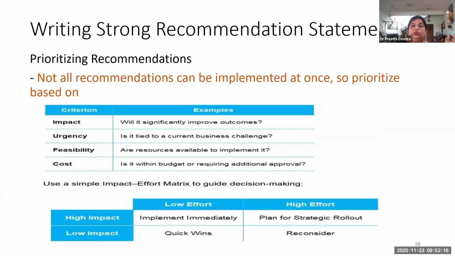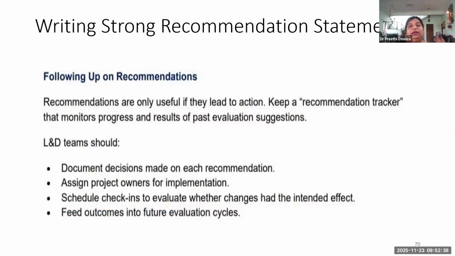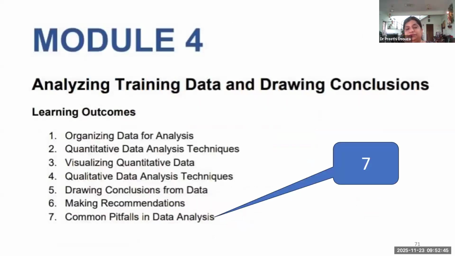Okay, so this is how you need to have, and all the recommendations must be there, which would help you understand whether it is impact, urgency, feasibility, and cost. Put all the four things together when you're putting recommendations. What is the impact? What is the urgency? What is the feasibility? What is the cost? Identify everything. Now, when you're writing recommendations, please follow up on recommendations. If you don't follow up, it is a waste.